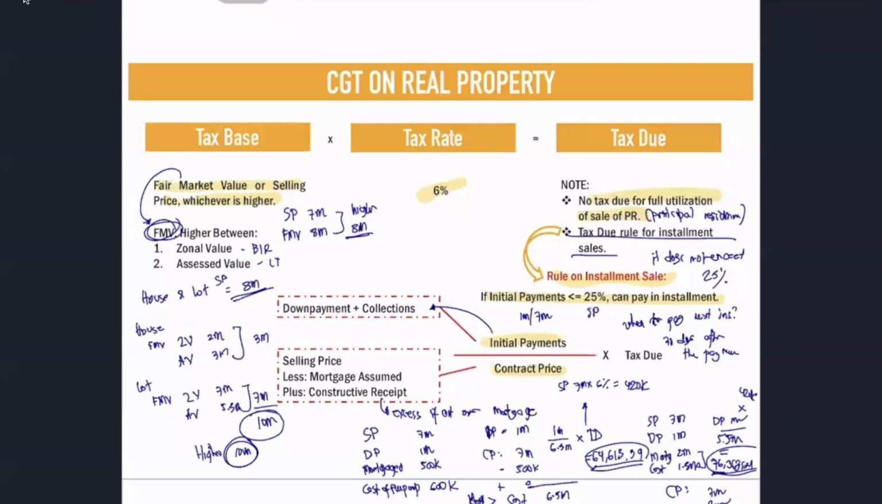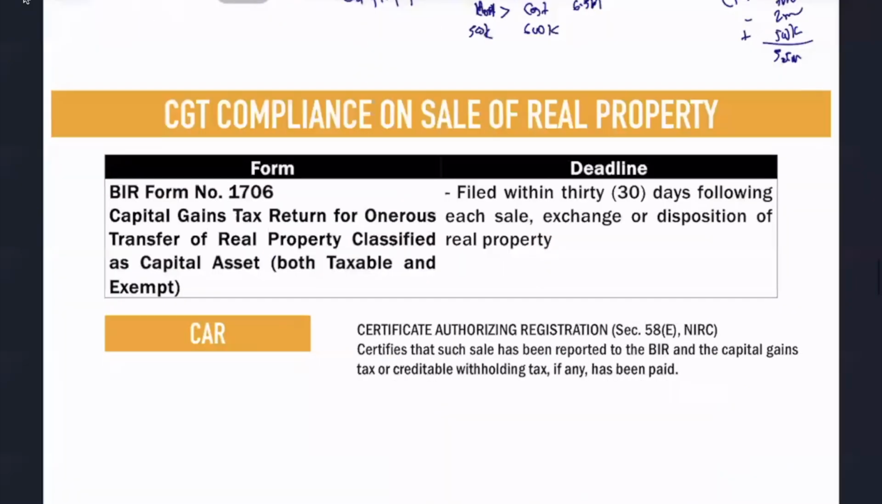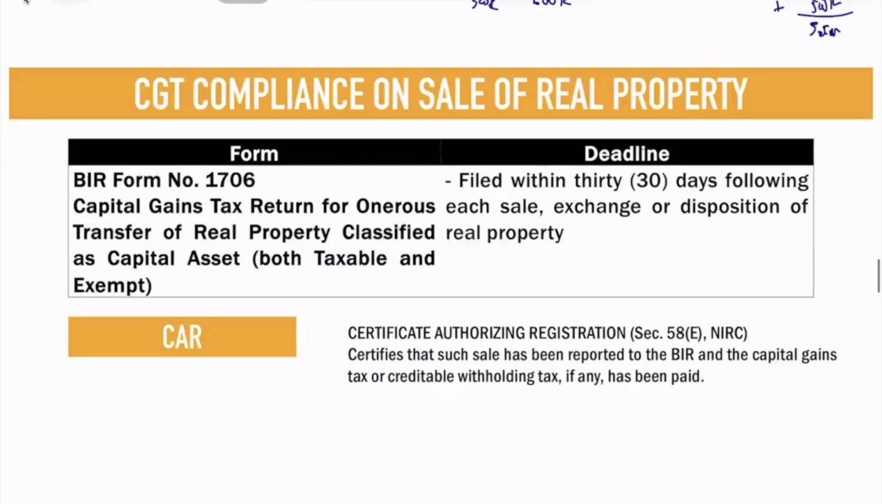Okay, next, the compliance on the sale of real property. So earlier we said, if ever you will file BIR Form 1706. We call this one your capital gains tax return for onerous transfer of real property. So it is filed within 30 days following each sale, exchange, or disposition of real property.